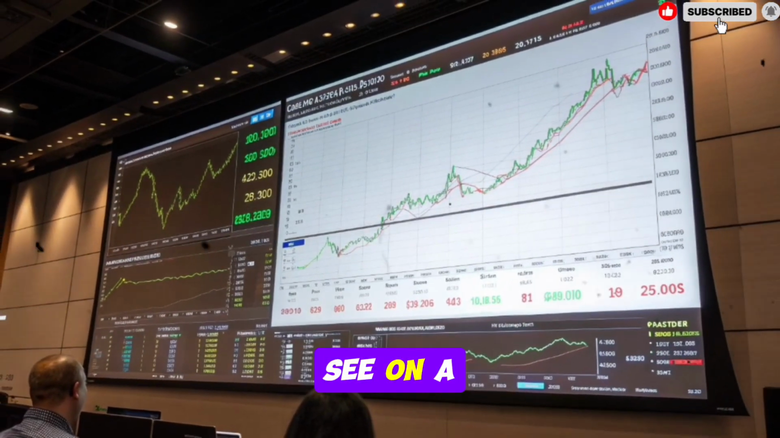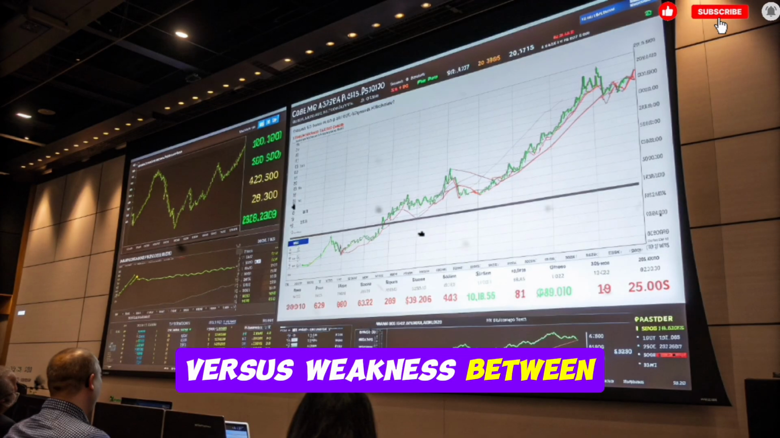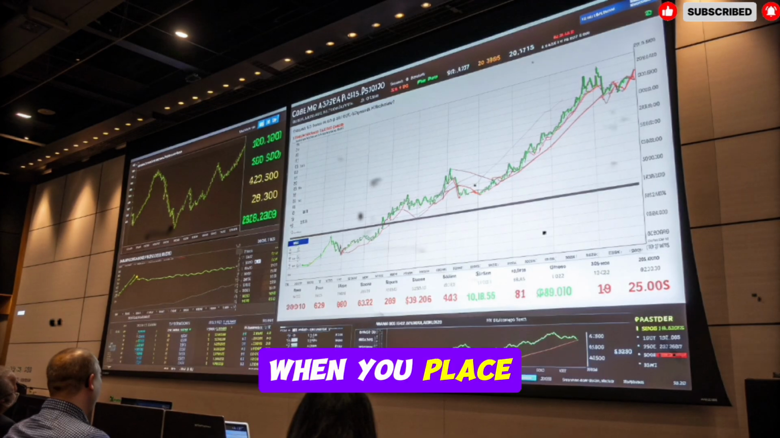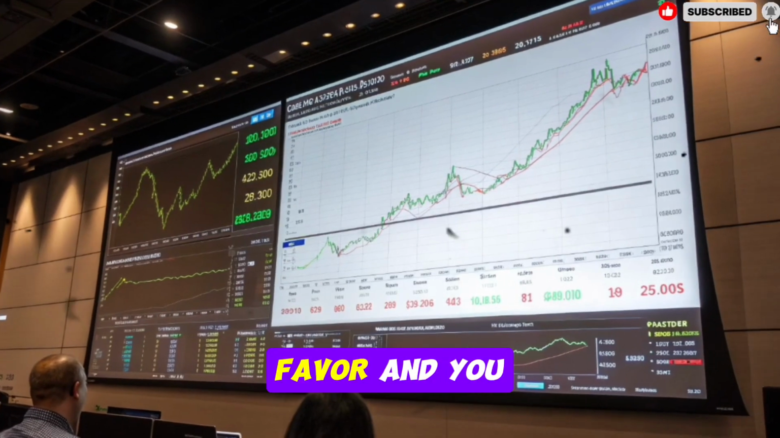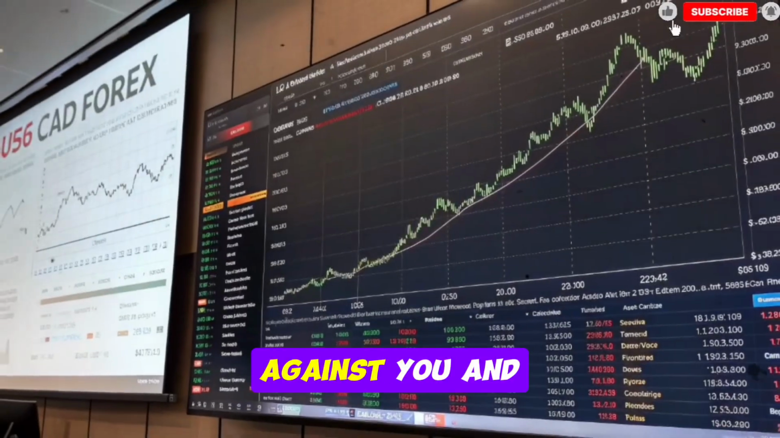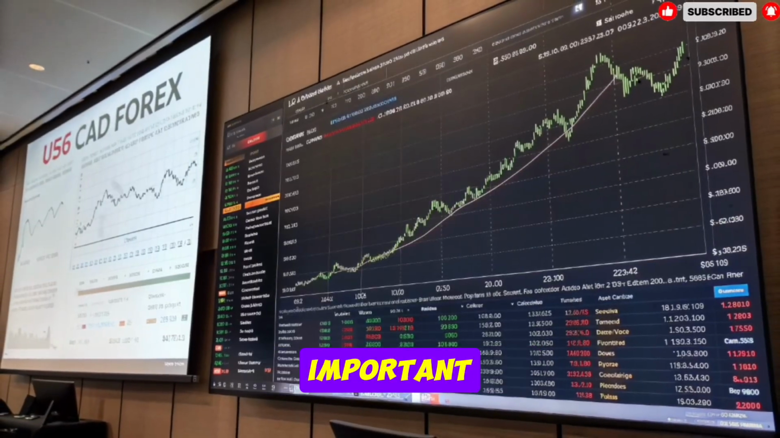Every trade you see on a chart is just one trader or institution betting on strength versus weakness between two currencies. When you place a trade, there are only two possible outcomes. Either the price moves in your favor and you make money, or it moves against you and you lose money. That's why risk management is so important.